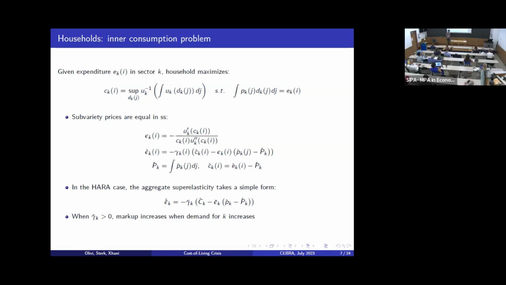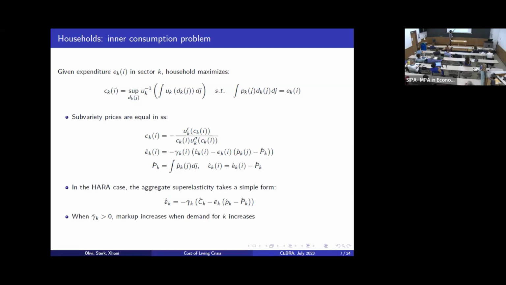So when the household decides to spend more on product k, the superelasticity is going to decrease. The household spends less time comparing sub-varieties, and so the markup is going to increase. When households spend more on category k, basically the elasticity decreases. The markup is going to increase.